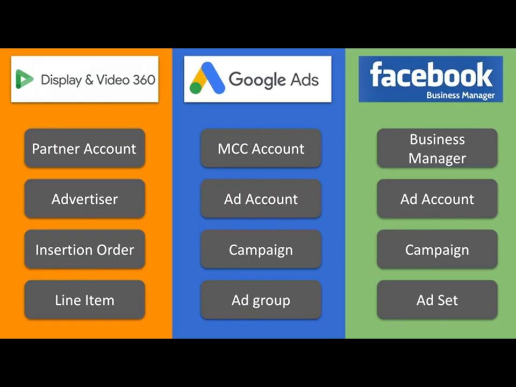Then within the partner account, you create different advertisers. An advertiser in DV360 is equivalent to an ad account in Google Ads, or it's also called ad account in Facebook. Then you have insertion orders. An insertion order is just like a campaign in Google Ads or a campaign in Facebook Ads. A line item in DV360 is equivalent to an ad group in Google Ads and ad set in Facebook Ads.